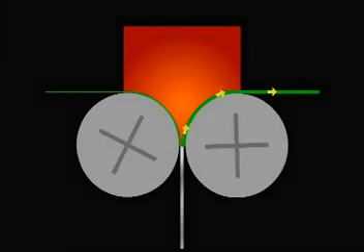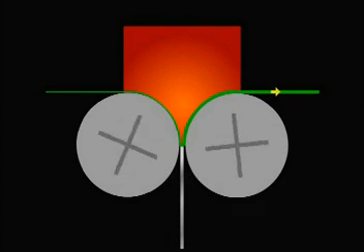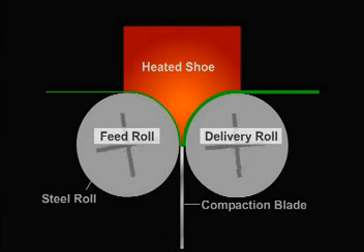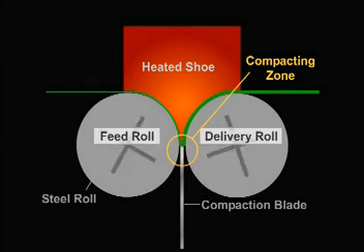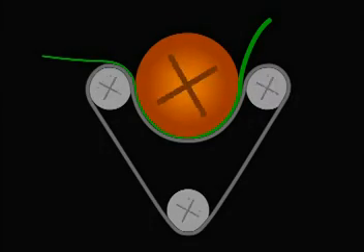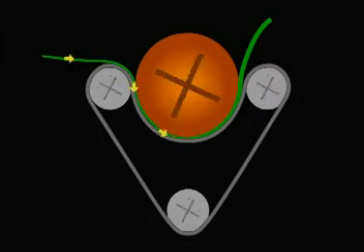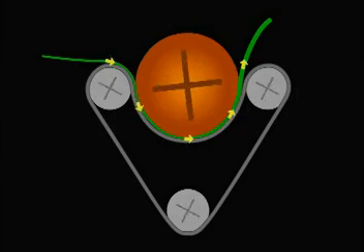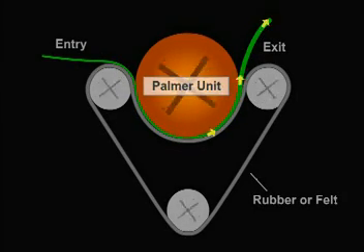A similar but different system design incorporates a compaction blade located below one heated shoe, positioned between the feed and delivery rolls. With this system, the compaction also takes place when the fabric movement is precisely slowed by surface contact in the compaction zone. A second kind of compaction, belt compaction, utilizes either a rubber or a felt belt that is stretched by flexing over a pressure roll.